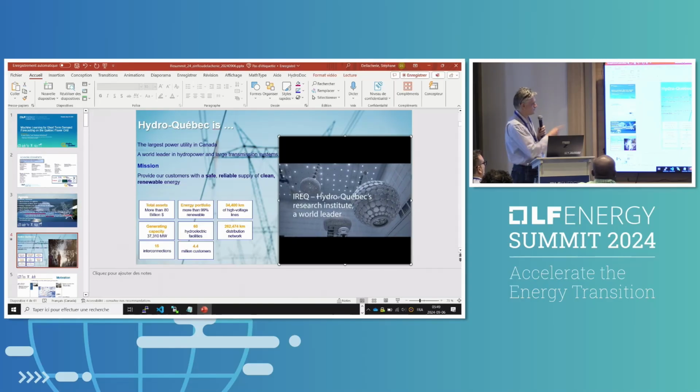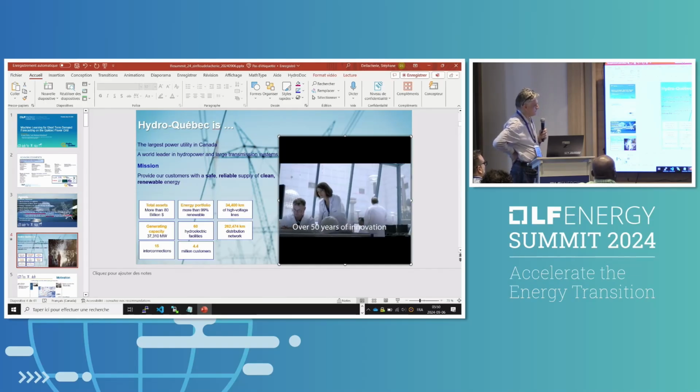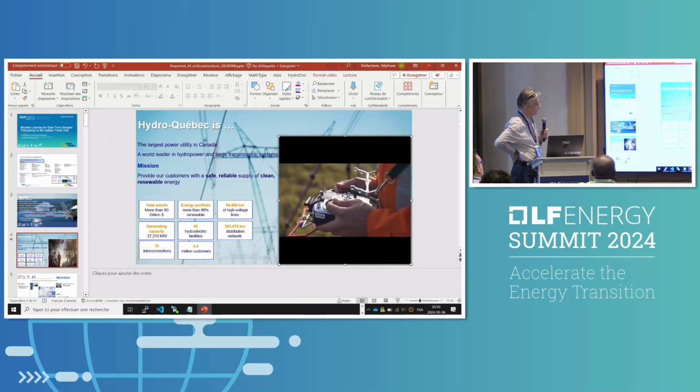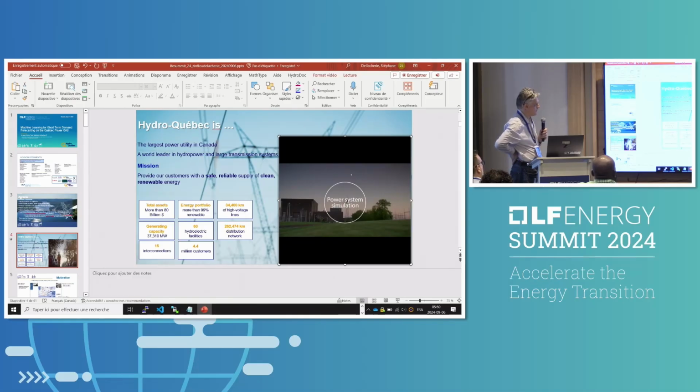So this is the research center of Hydro-Quebec. I think that this is the only utility in North America with its own research center. And I think that it is really important.